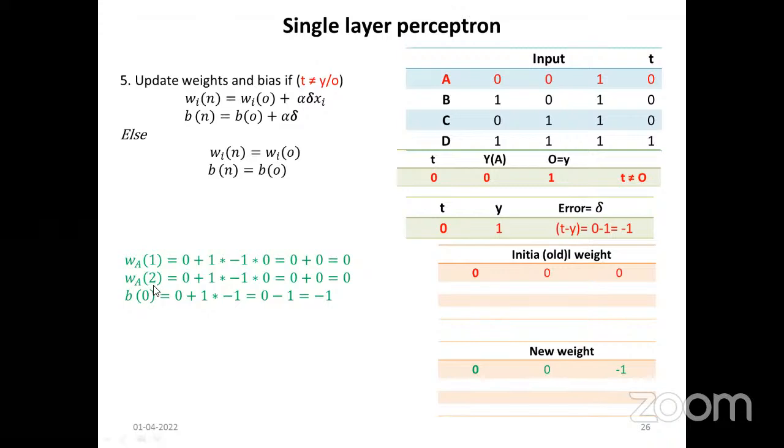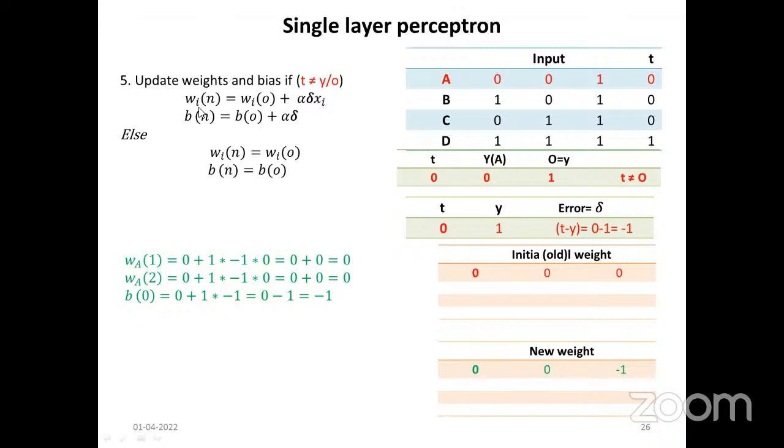Similarly, for the second weight, the old weight is 0 plus alpha, del, and x2. Alpha is 1, del is -1, and the value of x2 is 0. Therefore, again, the expression produces 0 here.